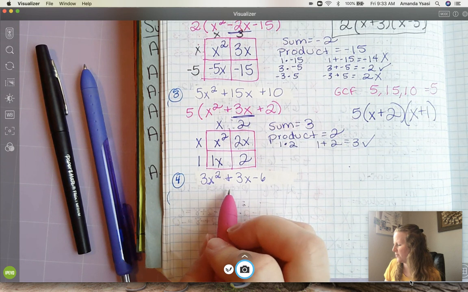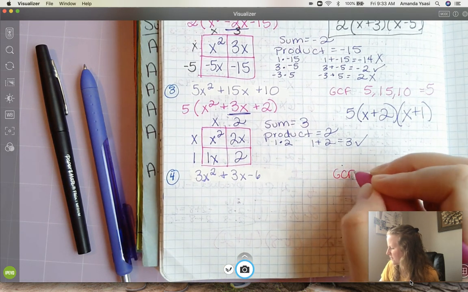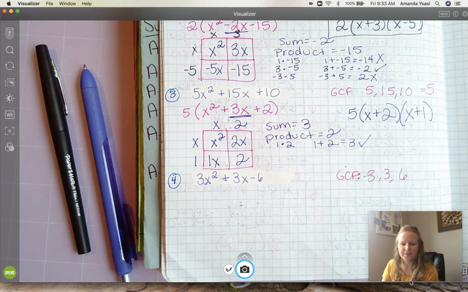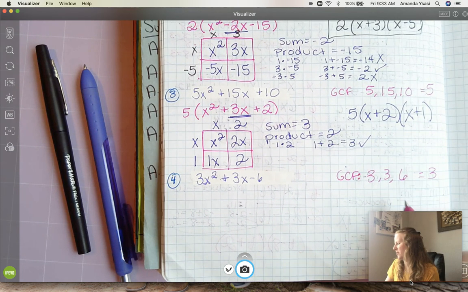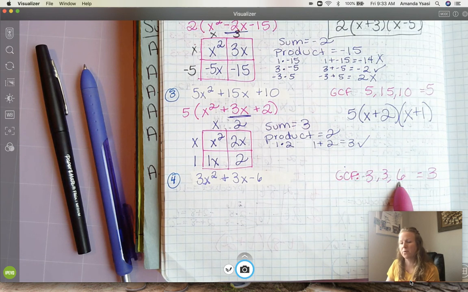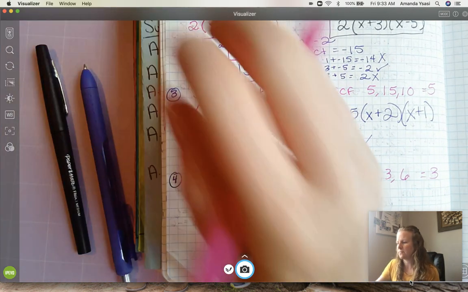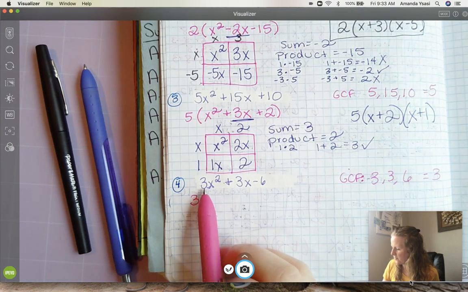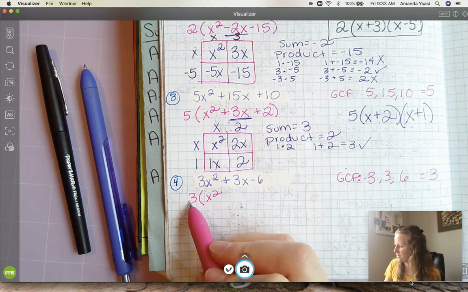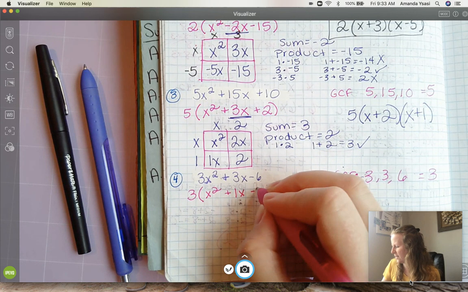Let's look at 3x squared plus 3x minus 6. We need to see about a GCF of 3, 3, and 6. Well, it's 3. It's the number that will go into each one of these. 3 will go into 3, 3 will go into 3, and 3 will go into 6. So we factor that 3 out, and then we divide. 3x squared divided by 3 would just be an x squared. 3x divided by 3 is just a 1. And negative 6 divided by 3 is a negative 2.